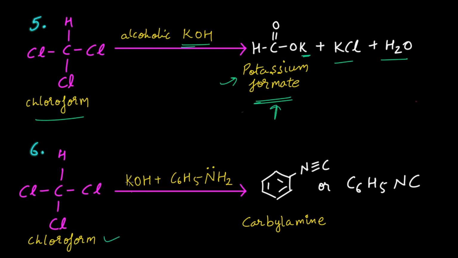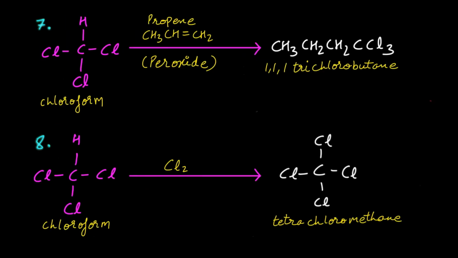Sixth, when chloroform is treated with KOH in presence of pyridine. Sorry, not pyridine, aniline. When chloroform is treated with KOH in presence of aniline, you get carbylamine. This is your final product. The short form is written here. Let's move to the next.